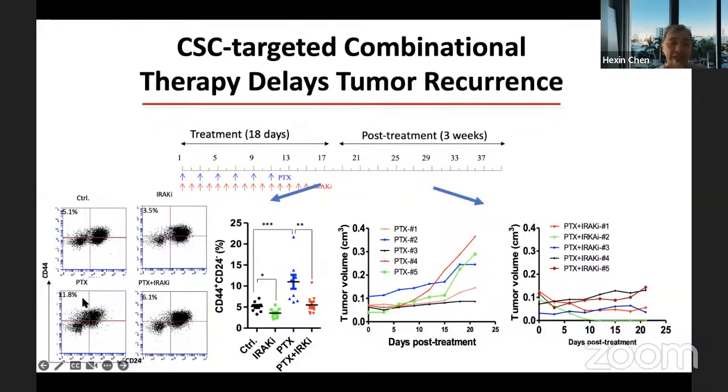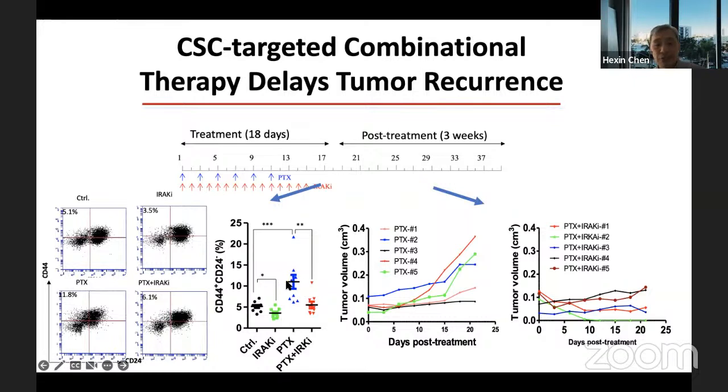It's currently 11.8%. So the chemotherapy drug can eliminate the non-stem cells, but leads to enrichment of stem cells. But if you have a double treatment, this stem cell population can be reduced. This is also shown in the quantitative data here.